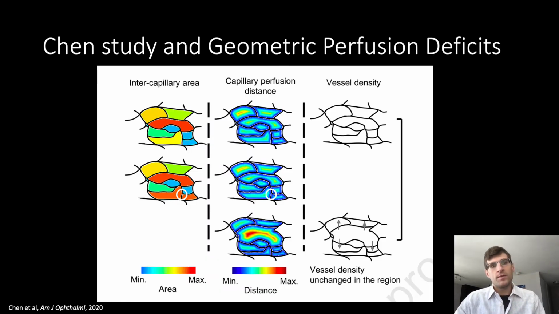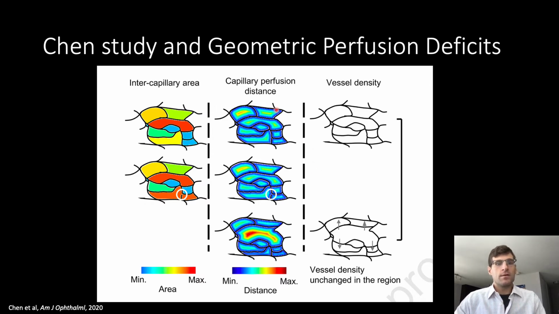So geometric perfusion deficits, this is the Chen study. And so they define GPD as anything that's greater than 30 microns from the nearest blood vessel is going to be considered a perfusion deficit. So this is based off of oxygen diffusion studies in the retina, which show that anything that's greater than 30 microns is going to be more likely to be in a hypoxic state, more starved for oxygen.